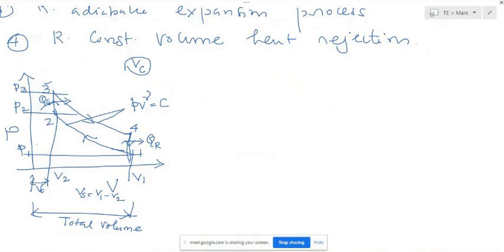Work done on the system means nothing but some amount of work is supplied to the system from external, right? For operating and compression. That is, if you want to increase the range of pressure, if you want to compress the system, definitely we need to apply some amount of energy from outside. So that is work done on the system here. Okay, so this is work done on the system and the process here is work done by the system.